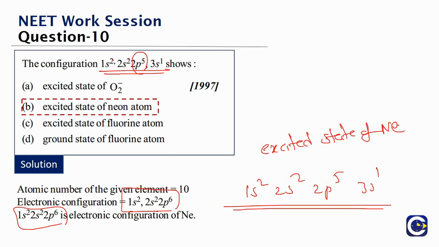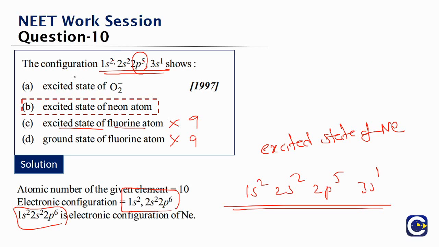If you look at the other option, the excited state of fluorine atom, fluorine in total will have 9 electrons, but here we have 10 electrons. The ground state of fluorine atom has 9 electrons. Here the total count of electrons is 10. So we have to keep that in mind.